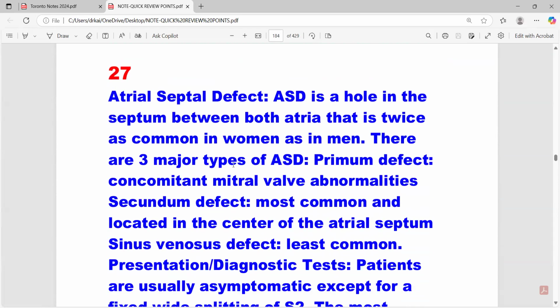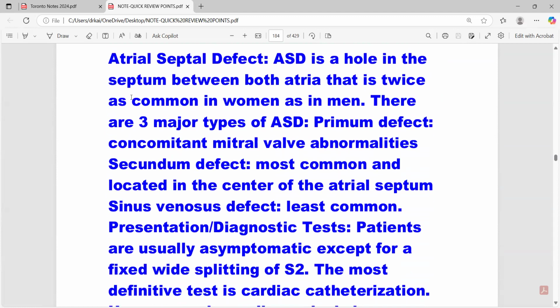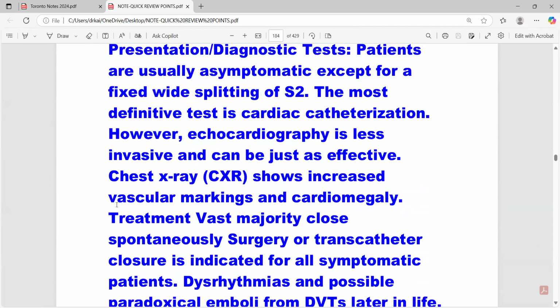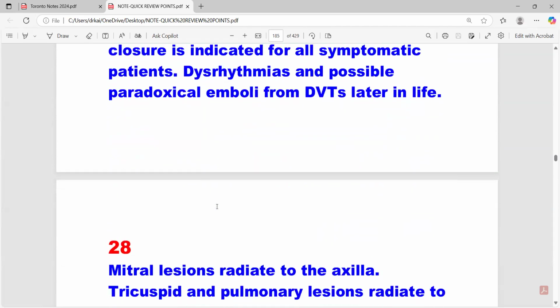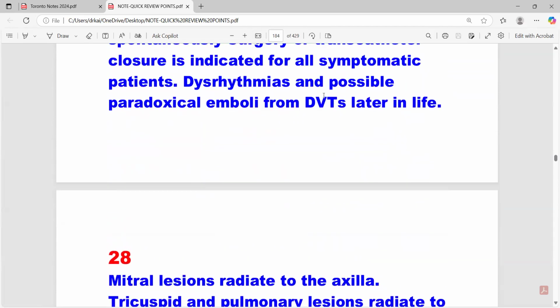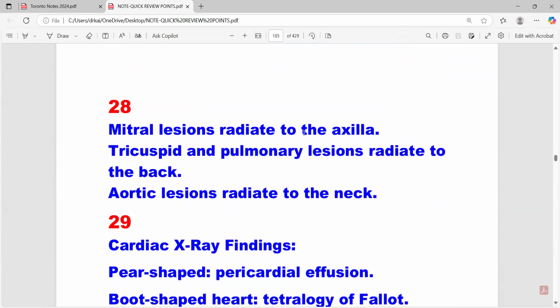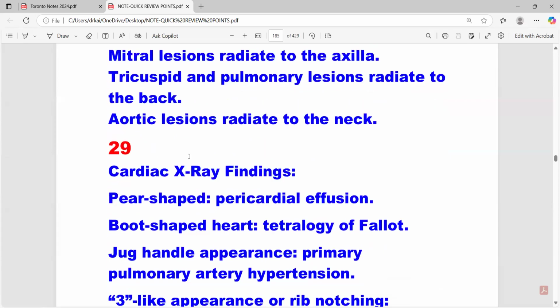Then comes the ASD. In this one, it's more common in women than in men. We do the chest X-ray, which shows increased vascular markings. It can cause possible DVTs later on, so think of ASD causing DVT. Mitral lesions radiate to the axilla, tricuspid and pulmonary radiate to the back, and aortic radiates to the neck.